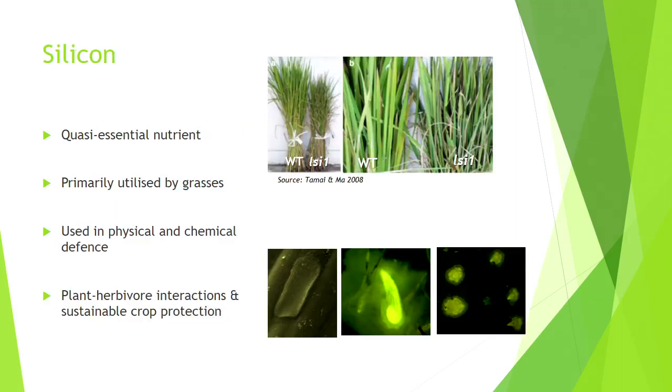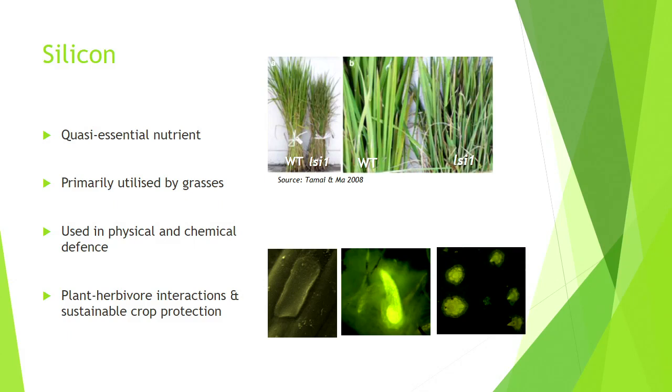Okay, so to begin with, silicon is a quasi-essential nutrient, that is, most plants can survive without silicon, so they don't require it to complete their life cycle, for example, but they tend to do much better when they have access to silicon. In this picture, on the left-hand side we've got some wild-type rice, and on the right-hand side we've got a low silicon mutant, and obviously the wild-type rice has grown much better. And over here we can see that the low silicon mutant has been eaten more by insect herbivores compared to the wild-type. So uptake of silicon has many advantages for plants.